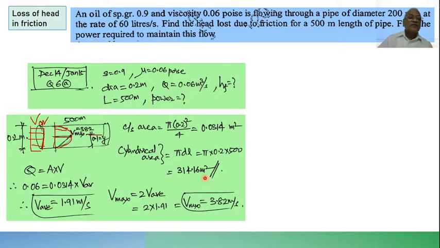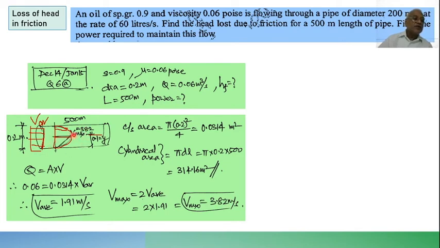Discharge is given. Because of that I can calculate the average velocity. Q is equal to A into V. So when I say Q is equal to A into V, obviously it is average velocity. So 0.06 is given, area I have calculated. So average velocity comes out to be 1.91 meter per second. But as I have told you, Vmax is equal to 2 times average velocity, it is 3.82. So that's what I have written, maximum velocity is 3.82 meter per second.